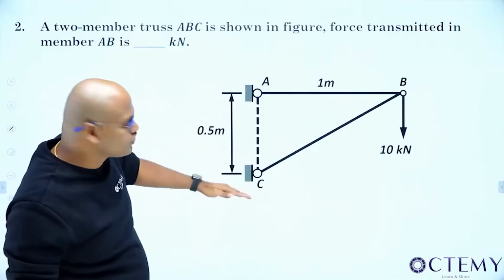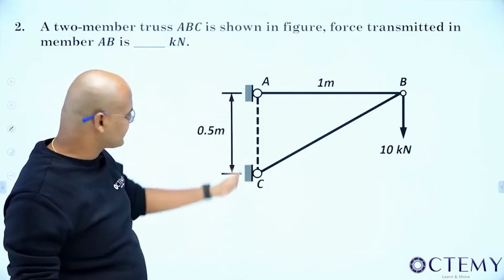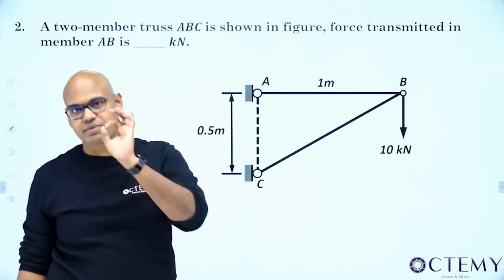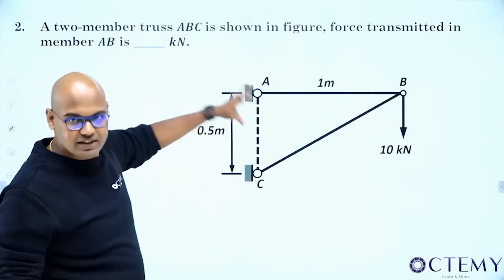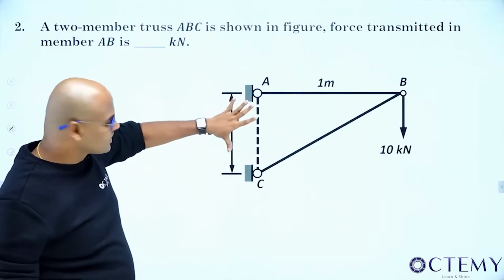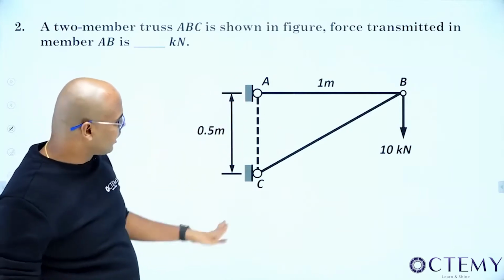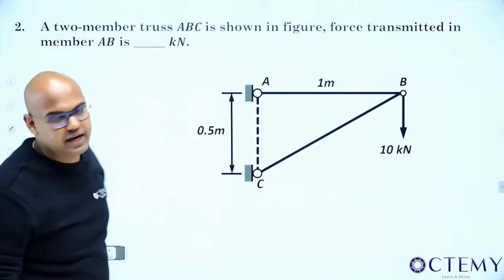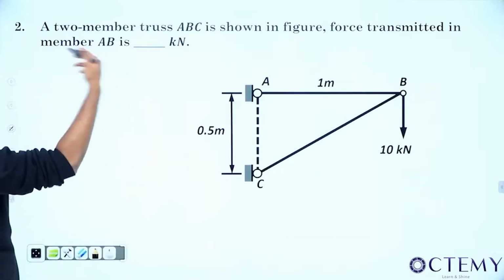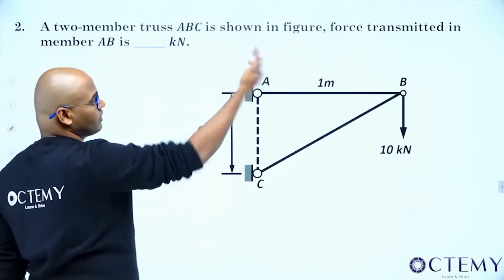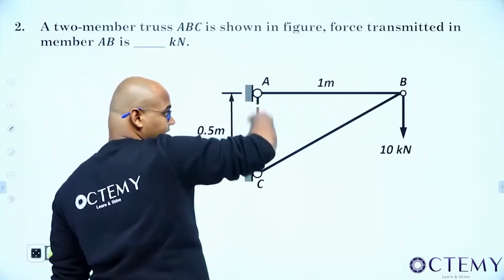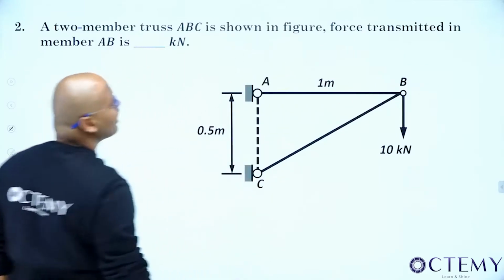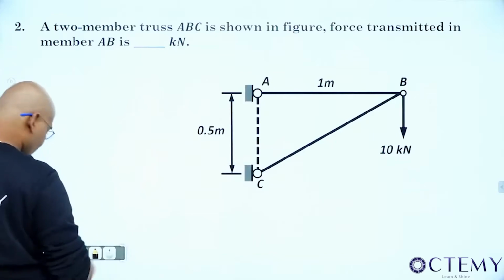Even if they didn't mention it, when there are two supports, there is a ground and you can treat it as a member. There's an internal meaning. Even though this member is not shown, it is a member, because whatever the support is, whatever is there between them, there's a ground. That ground is acting as a member. So it's a three-member truss, but okay, fine. A two-member truss ABC is shown in the figure. This is the ground, so only two members are there. But technically there are how many? Three members.